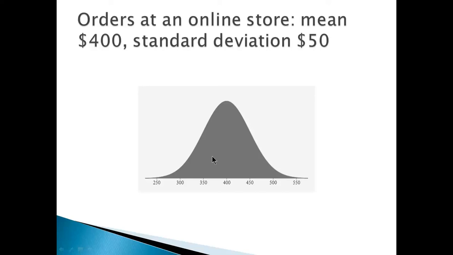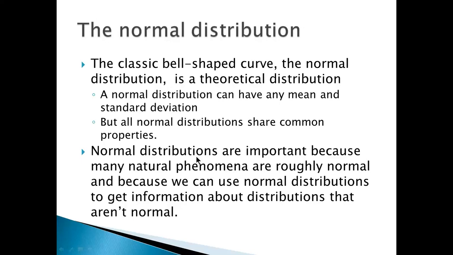And to find the probability that an order is in some range, we're asking, okay, what's the probability, or what's the area under the curve in that range of x's? Now this is a theoretical distribution. Nothing fits it perfectly, but lots of things fit it well. And it can have any mean and any standard deviation, but they all share important common properties which lets us deal with them and answer questions.